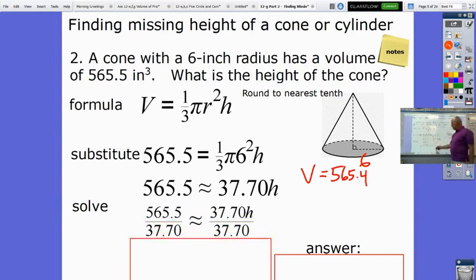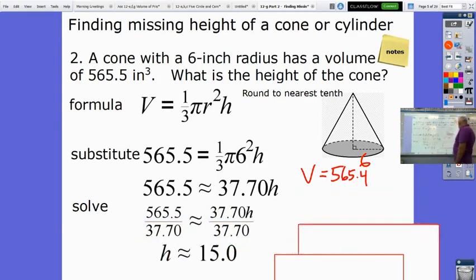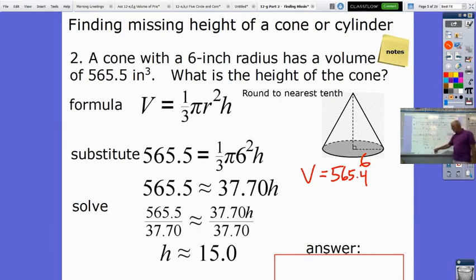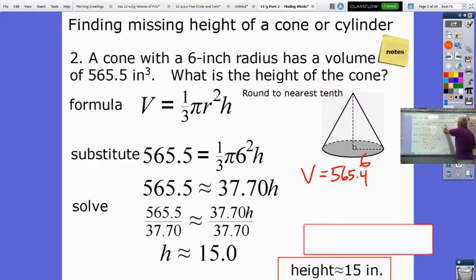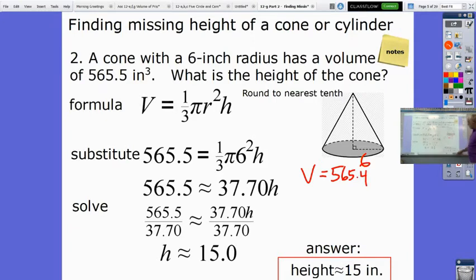565 divided by 37.70 is about 15. Okay, so the missing dimension here is 15, and since the volume is in cubic inches and the radius was in inches, 15 inches is the missing height. Round to the nearest tenth if you had to. This one comes out obviously pretty close. So you can always check it by putting 15 back into the formula and seeing if the volume comes out correctly if you're not really sure if your answer's good.